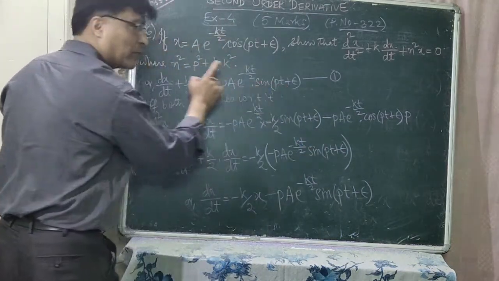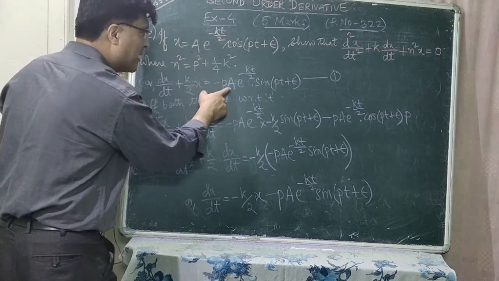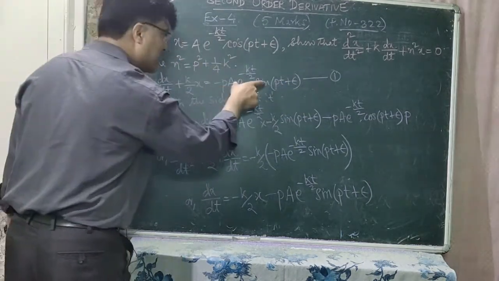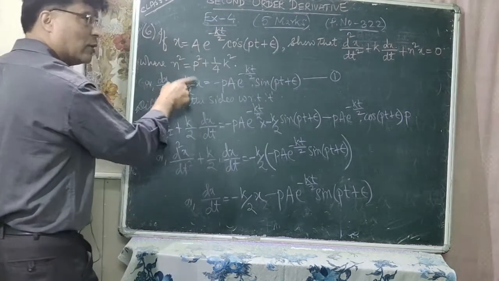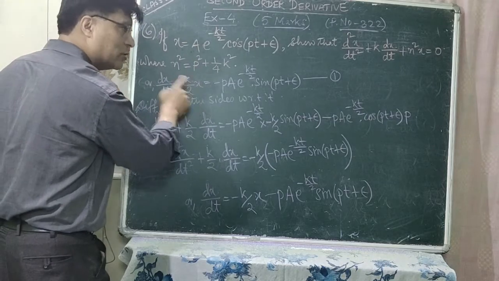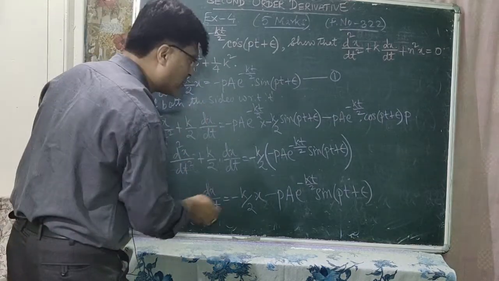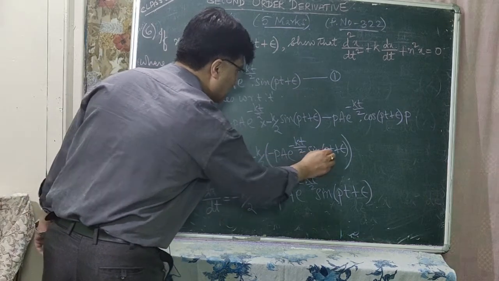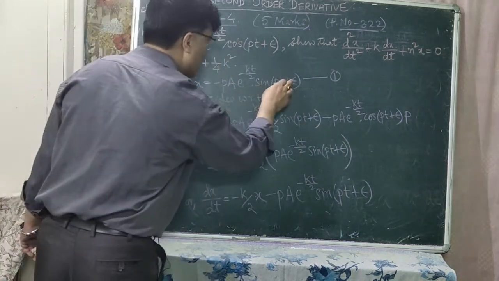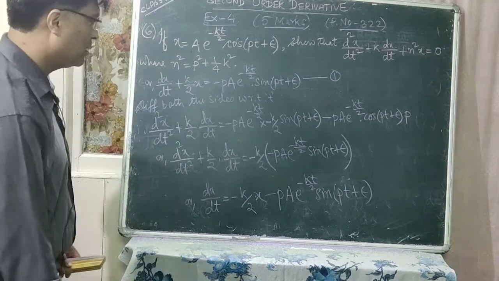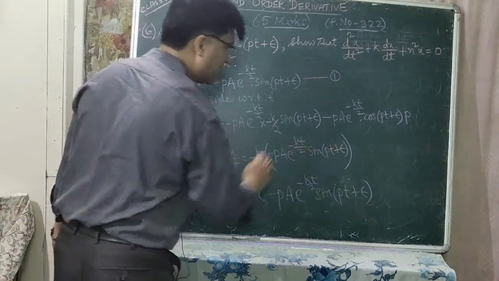Because from 1 we can put the value for minus pa e to the power minus kt by 2 sin pt plus epsilon. That is, we can write down this value as what? Its value is actually dx by dt plus k by 2 into x. So instead of minus pa e to the power minus kt by 2 sin pt plus epsilon, we can write it from 1, that is dx by dt plus kx by 2. So that's why it is written within bracket.